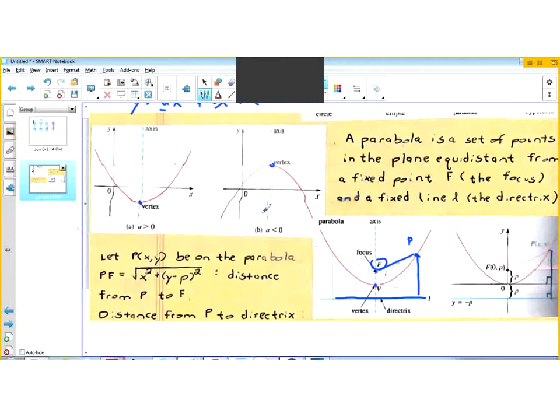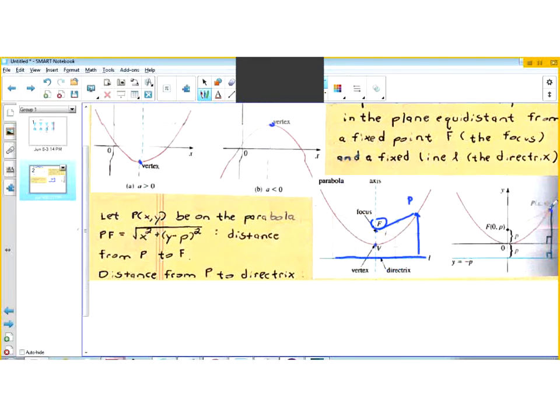All right, so we have a couple of constructions we can make. I can start off by saying let P, x, y, right here, be on the parabola, and the distance from the point to the focus, of course. If we decide that we place the vertex at the origin, so this could be, say, like y equals x squared.